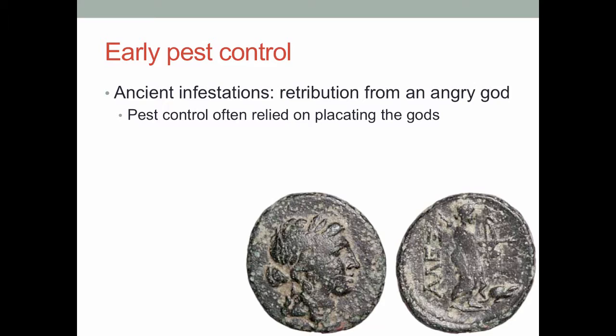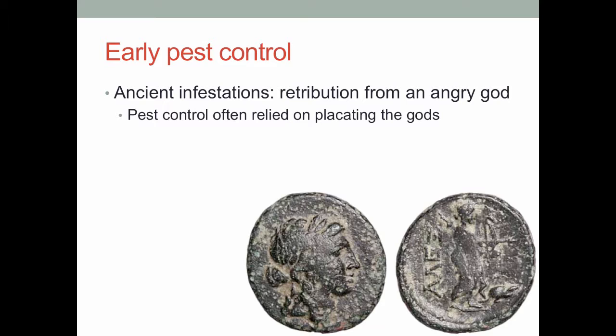But so, as far as early pest control was concerned, it seems that at the very beginning of this agricultural revolution, people didn't have a really firm idea of why pests were showing up and what to do about them. And so a lot of talk about pests was focused around the idea that pests were caused by angry gods. You did something bad, and the gods are punishing you.